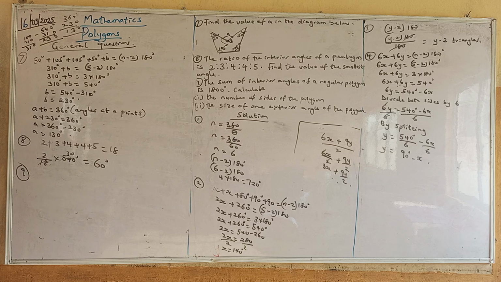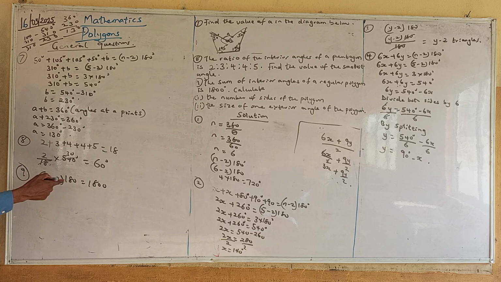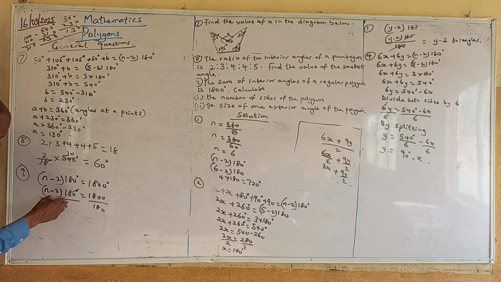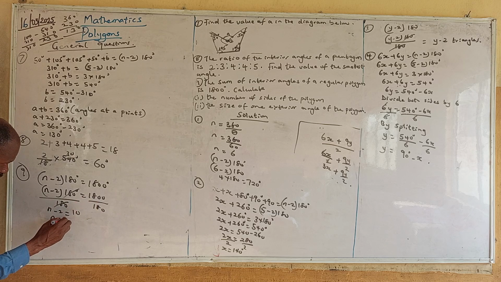Then number 9, I have the sum of angles of a regular polygon is 1800. So I have (n minus 2) bracket 180, because this is the formula for calculating the sum of interior angles of any polygon, equals 1800. So I can divide both sides by 180. So n minus 2 will now be 10. n will now be 10 plus 2. So n equals 12.